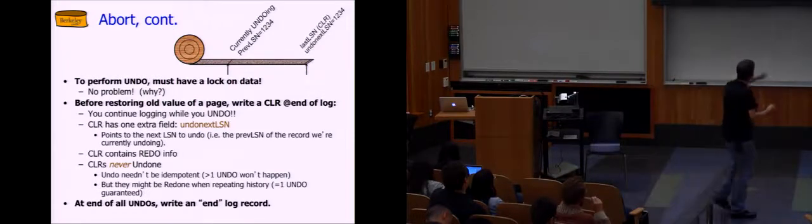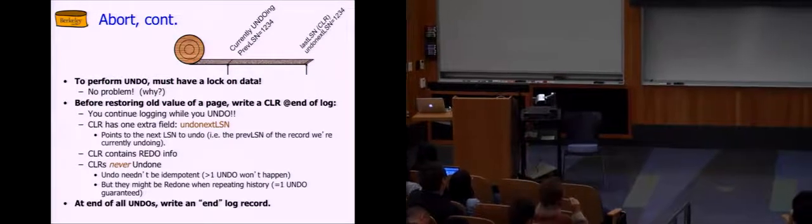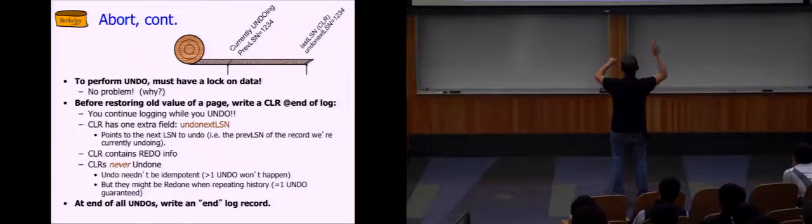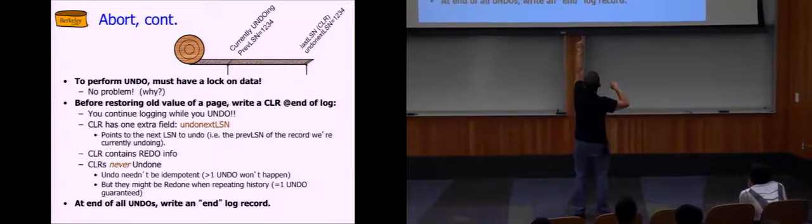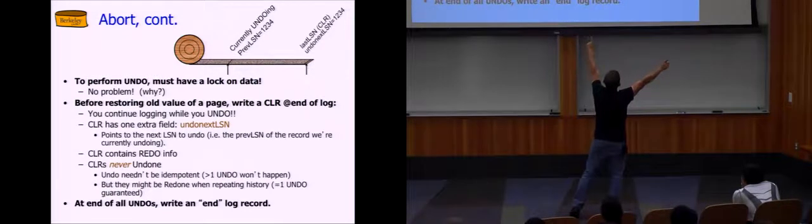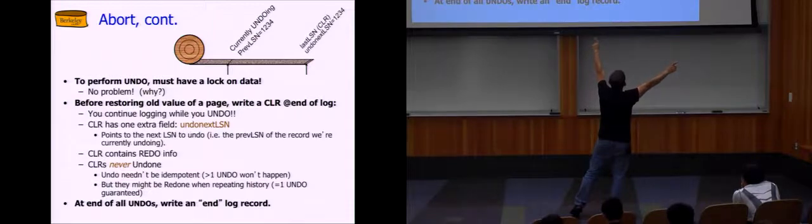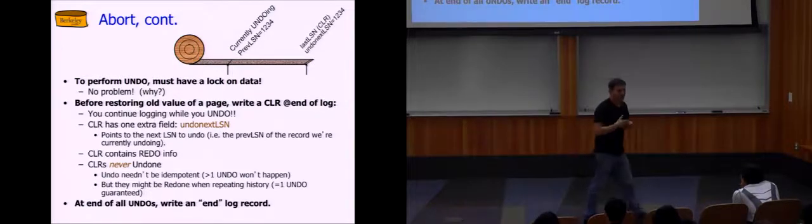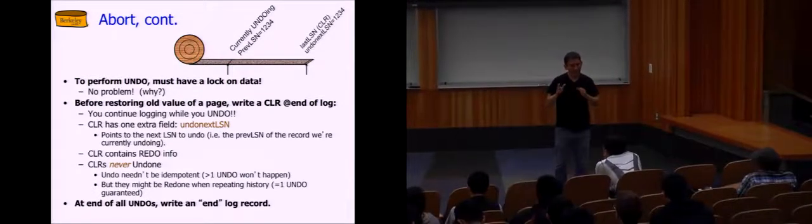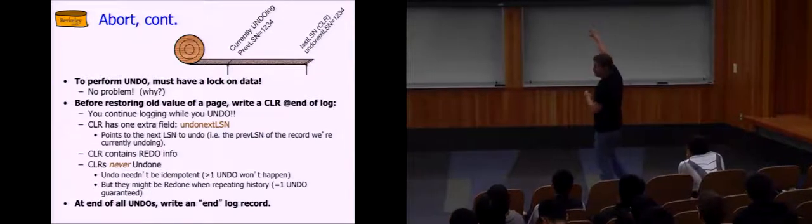All right. Now, before restoring the old value of a page, we're going to write a CLR at the end of the log. So you're logging while you're undoing. It's like we're currently undoing this prevLSN 123, and we're generating a new CLR, which has the last LSN of this transaction, over at the end of the log. Okay? And the CLR is going to have one extra field that we didn't see in the previous log records, just to make your life more miserable. It's called the undo next LSN.